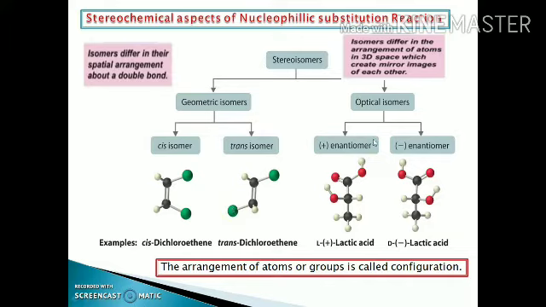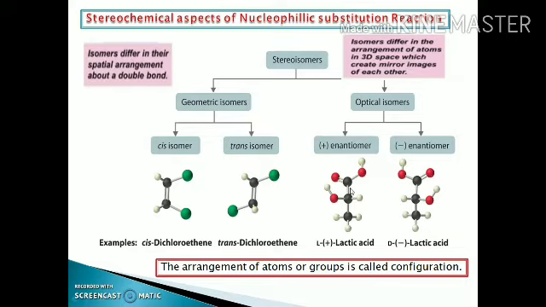The optical isomers are those isomers which differ in the three-dimensional arrangement of the atoms and create mirror images of each other. For example, in the case of lactic acid, there are two kinds of lactic acid: one is plus lactic acid and the second one is minus lactic acid. The plus means the main functional group is present on the right hand side and the minus means the main functional group is present on the left hand side. The arrangement of the atoms or groups around the central atom is called its configuration.